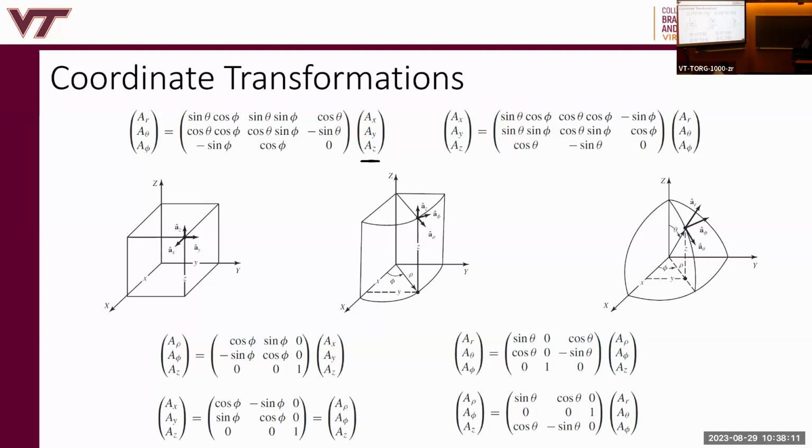All right? And you can go from cylindrical to spherical, and then spherical to cylindrical, or you can go from rectangular to cylindrical and cylindrical to rectangular. Or the ones on the top are rectangular to Cartesian. All right? Very useful.